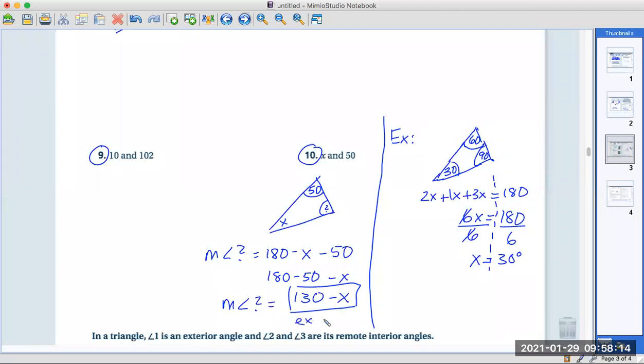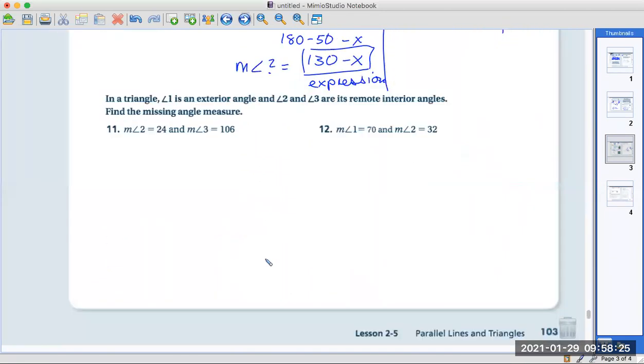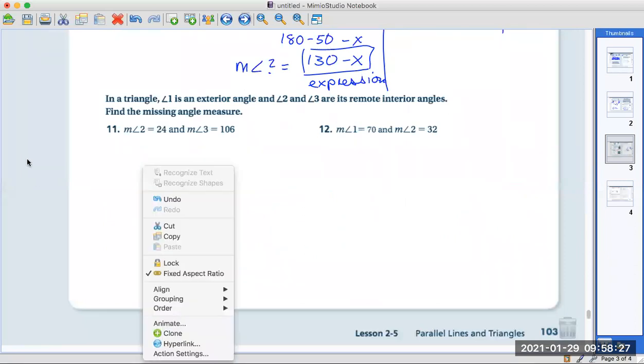This is just an expression. Sometimes we have answers involving x. So I'm glad I did that for you. That would have been hard. Okay, next on this page, now we're coming to exterior angle theorem.